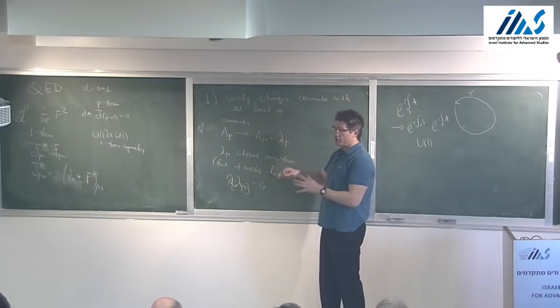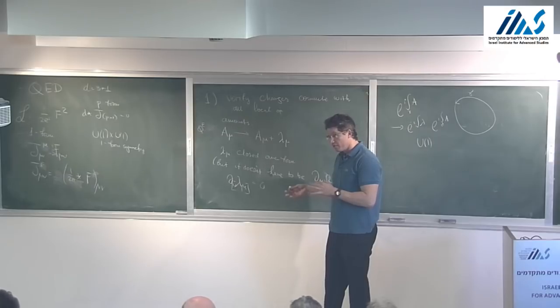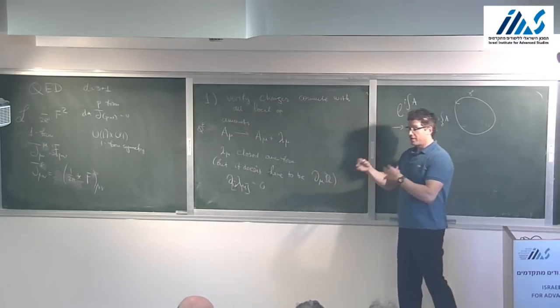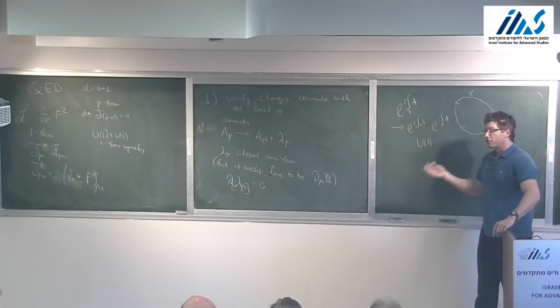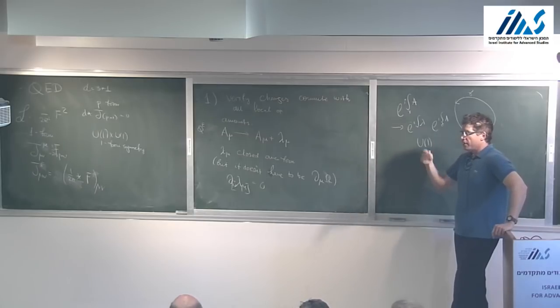This allows you to change the gauge field while not changing the electric field locally. And it's also not a gauge transformation. So this is a transformation that doesn't change anything physically observable, like the electric field or the magnetic field, locally. But it's not a gauge transformation.